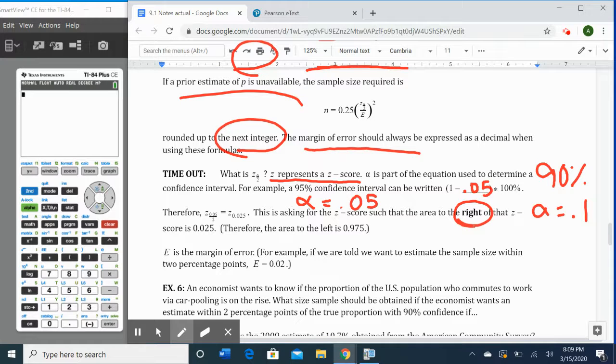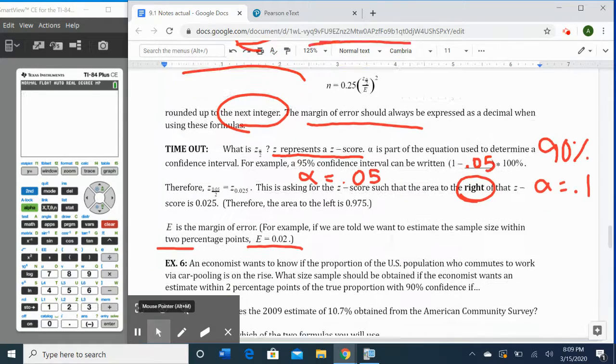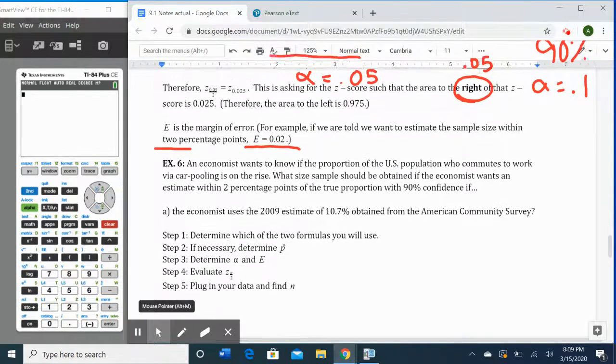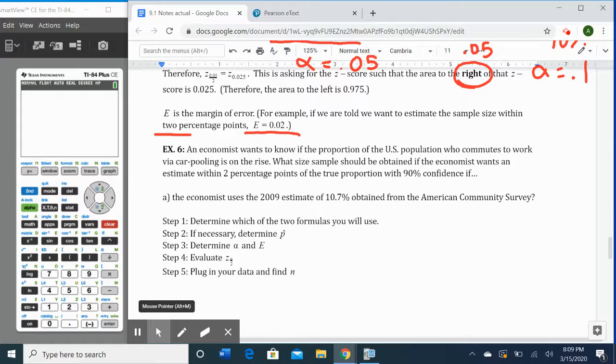E is the margin of error, and like it said, it wanted it as a decimal. So if we're told we want to estimate within 2 percentage points, E would be 0.02. If we wanted to estimate within 5 percentage points, E would be 0.05.